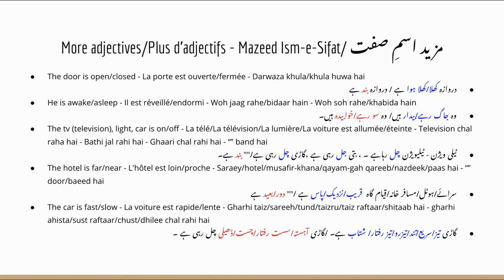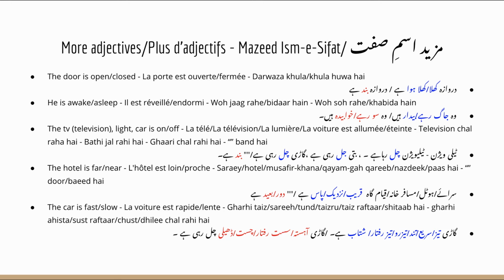The hotel is far. So there's multiple words for hotel. I'll quickly go over them. Sarai, hotel. Musafir khana and Kayamgah. Sarai is like hotel or inn. Hotel is a hotel. Musafir khana literally means traveler house or passenger house. And Kayamgah is place of lodging or lodgement.